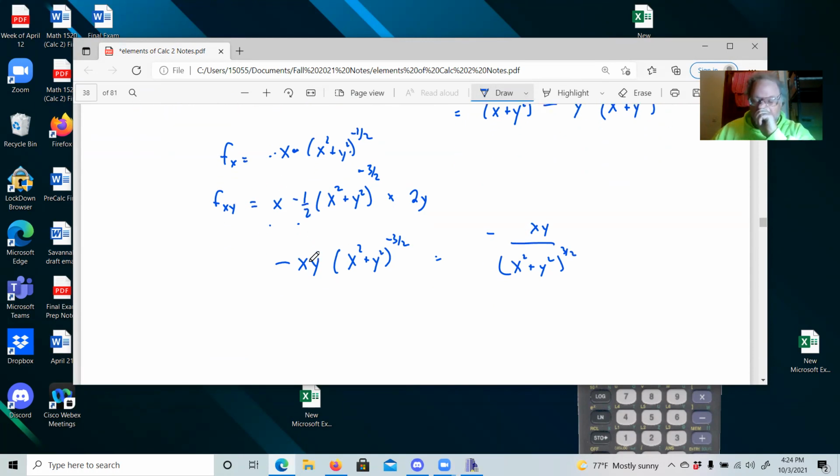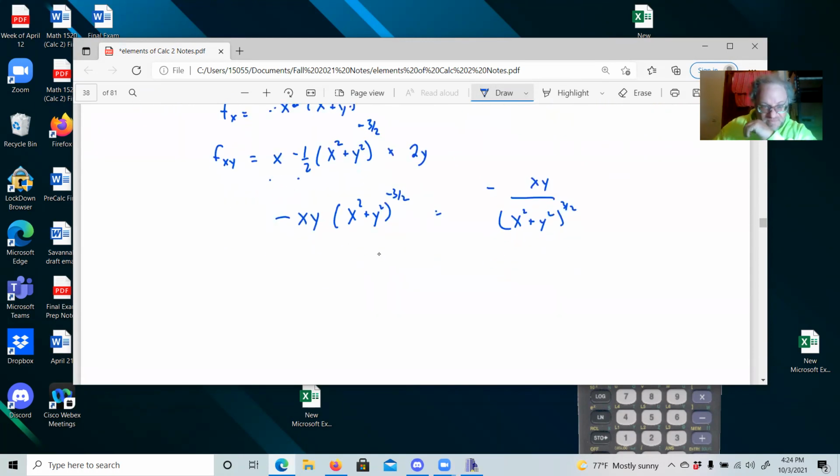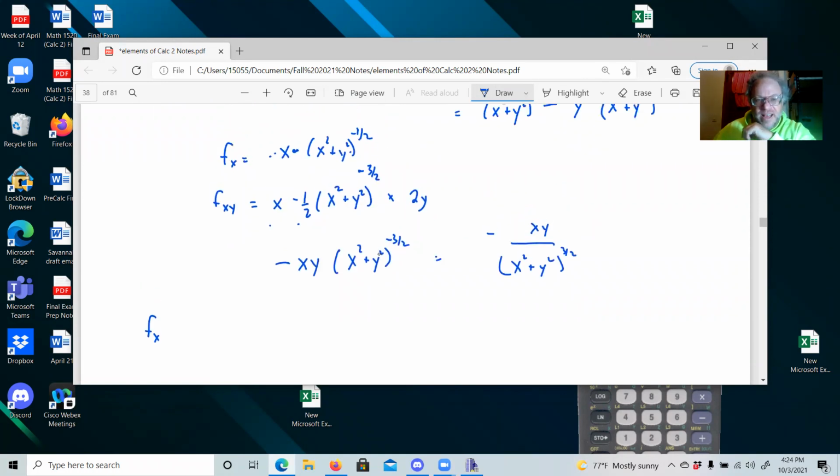All right, now we have to solve fx equals 0. So fx is what? Fx is x over (x squared plus y squared) to the negative 1/2. Okay? Fy is equal to y over (x squared plus y squared). Oops, I don't need the negative 1/2. I just need the 1/2.